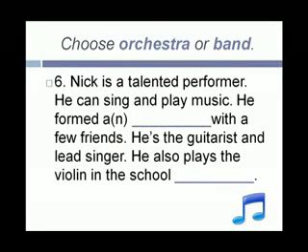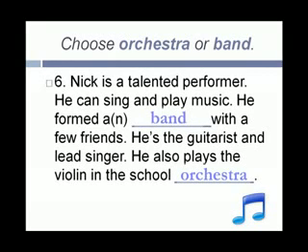6. Choose orchestra or band. Answer. Nick is a talented performer. He can sing and play music. He formed a band with a few friends. He's the guitarist and lead singer. He also plays the violin in the school orchestra. Both words refer to a group of musicians, but band suggests a smaller number. An orchestra usually suggests classical music.